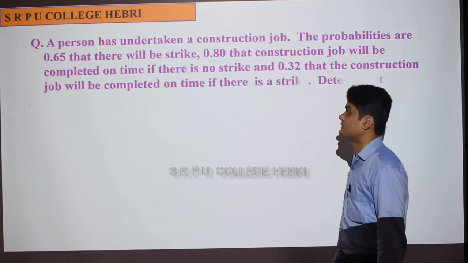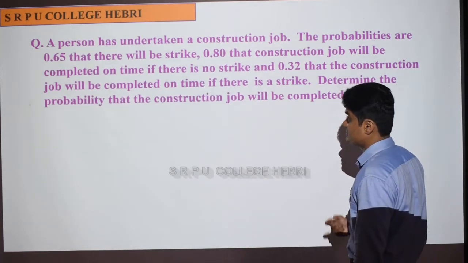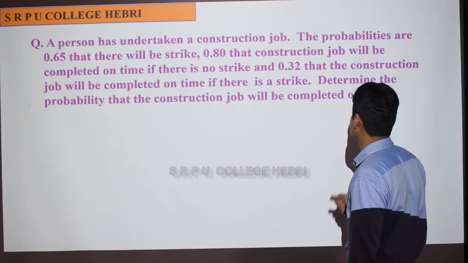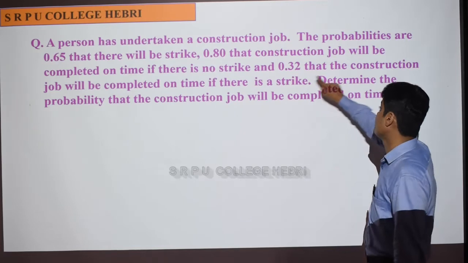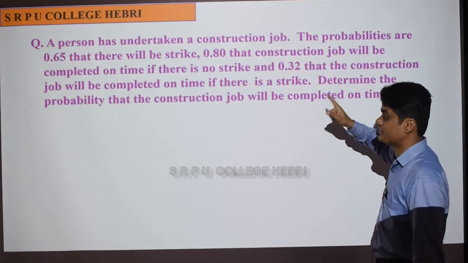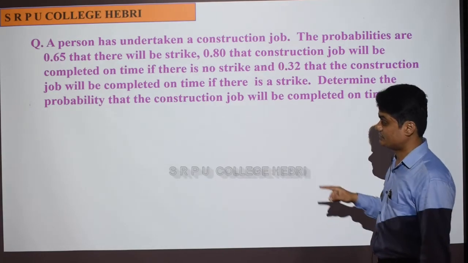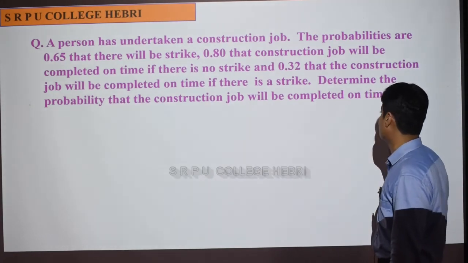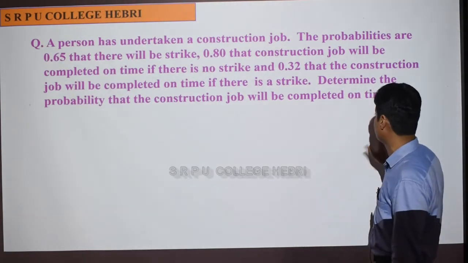A person has undertaken a construction job. The probabilities are 0.65 that there will be a strike, 0.80 that the construction job will be completed on time if there is no strike, and 0.32 that the construction job will be completed on time if there is a strike. Determine the probability that the construction job will be completed on time.